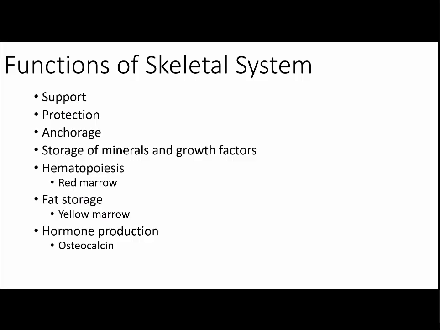In addition to hematopoiesis and fat storage and mineral storage, your bones actually can produce hormones. So specifically, we have osteocalcin. And osteocalcin helps to regulate insulin secretion, glucose homeostasis, and energy expenditure in the body. That's pretty much all we're going to touch on with osteocalcin. We're not really going to get in deep details about this one.